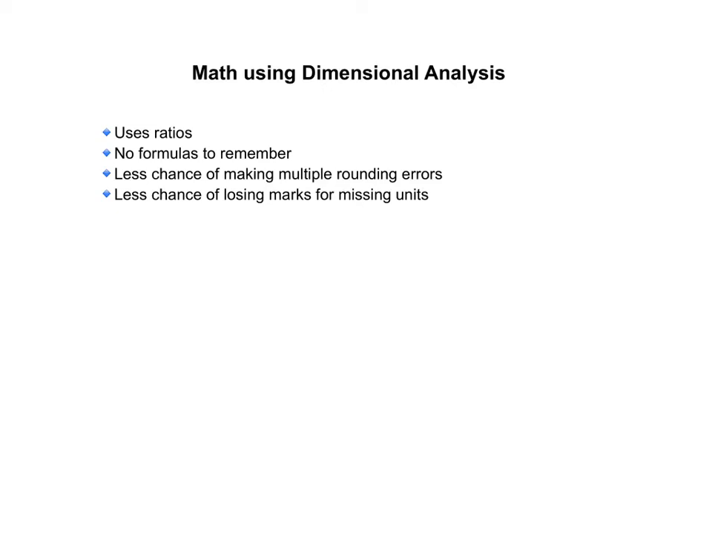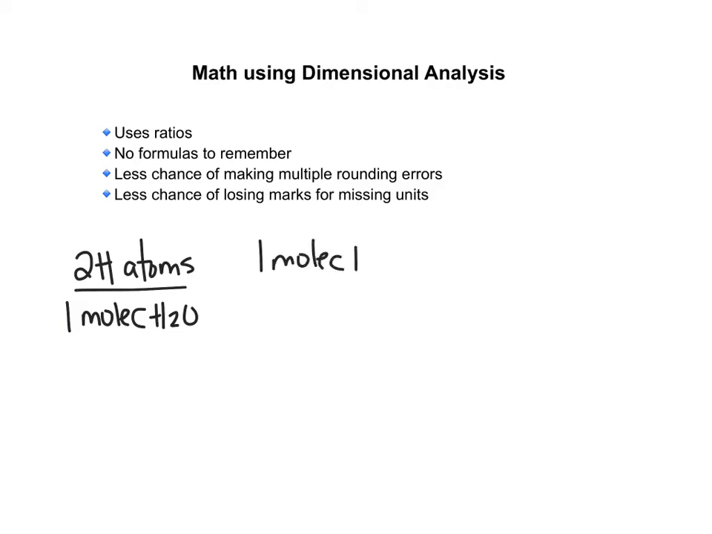A ratio, what's a ratio? A ratio is a relationship that's written as a fraction. So, like there's 2 hydrogen atoms in 1 molecule of water. And we can flip that and write it the other way. 1 molecule of water contains 2 hydrogen atoms. So we're going to be doing this. We're going to be taking ratios of relationships and flipping them as we need to.